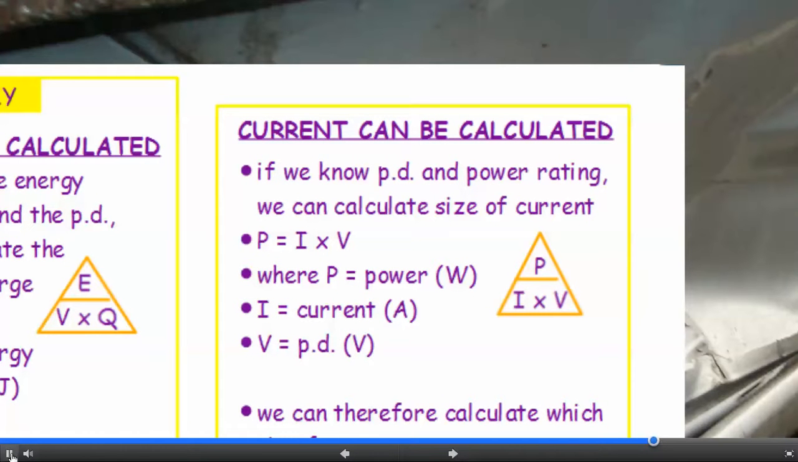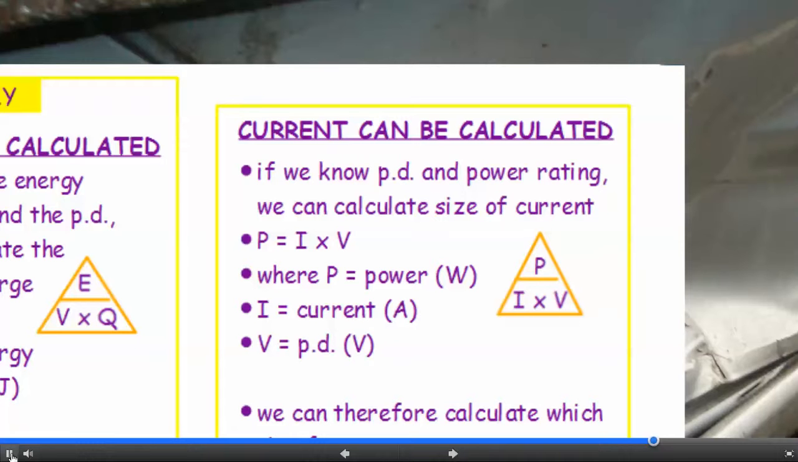Now, current can be calculated as well. You need to do this if you're doing the foundation tier paper as well as higher. So if you know potential difference and the power rating, then you can calculate the size of the current using this equation from the physics equation sheet, P equals I times V, where P is power in watts, I is current in amps, and V is PD in volts. We've met all of those terms before.